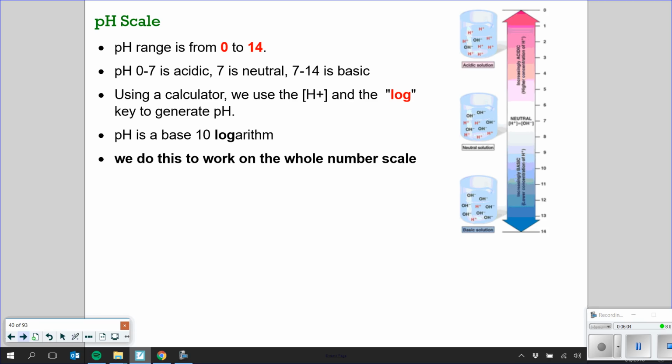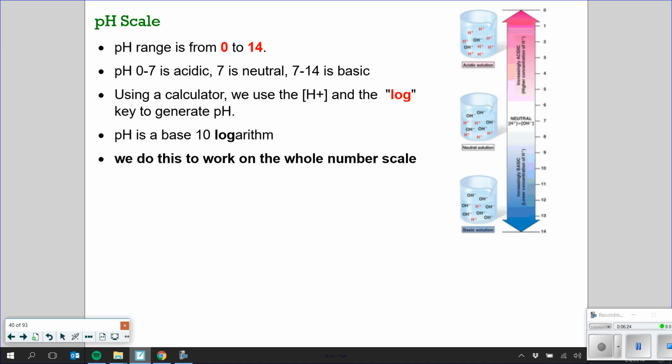The pH range is from 0 to 14. Again, pH from 0 to 7 is acidic, 7 is neutral, and 7 to 14 is basic. When we calculate pH, we're going to use the hydrogen plus concentration and the log key to generate pH. And pH is a base 10 logarithm, and we do this to work on the whole number scale.